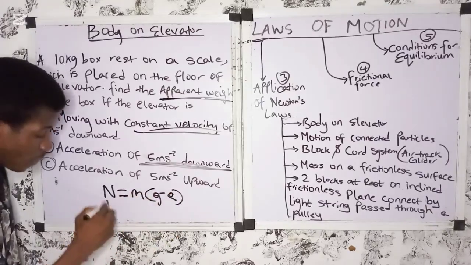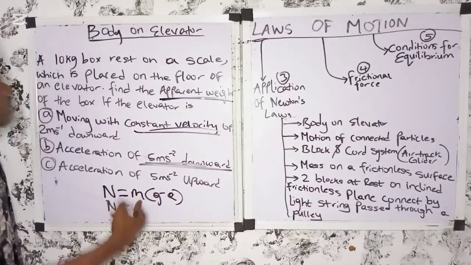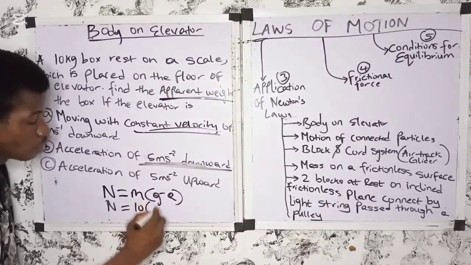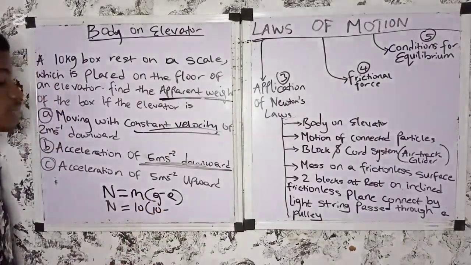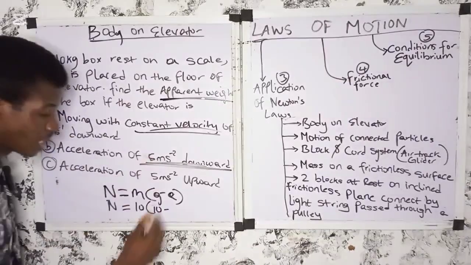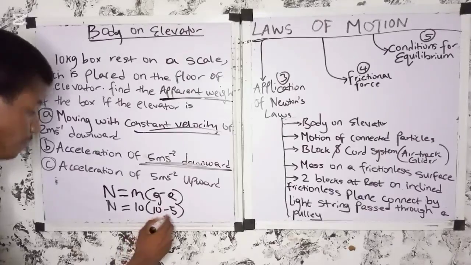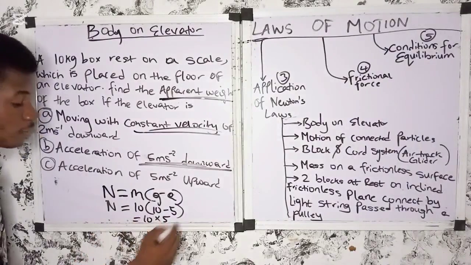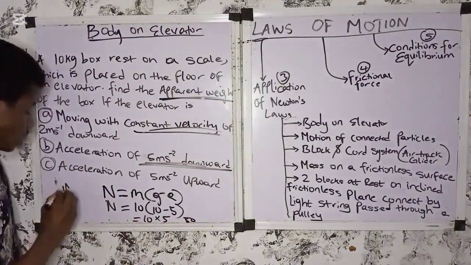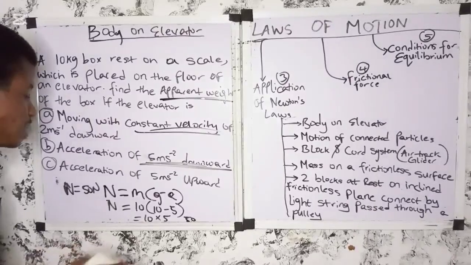So we are looking for N, which is the apparent weight or the scale reading. The mass is 10 kg, so 10 bracket open, g is 10, then minus the acceleration, which is 5. So 10 minus 5 gives us 5. Then 10 times 5 gives us 50. So the scale reading will be 50 Newton. Very easy.